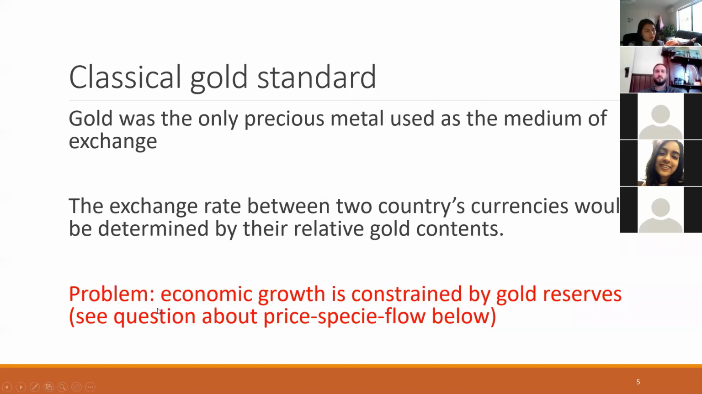Now, the problem here is when you fix the currency value against gold, then your economic growth is going to be constrained by the relative gold content in your economy, okay? And this is what we refer to as the price specie flow mechanism, which is one of the tutorial questions later on, okay? So this is going to be a problem for a country that is trying to grow their economy, okay? So for developing countries, for example, when you try to export more goods and services under the classical gold standard, eventually your economic growth will be constrained.